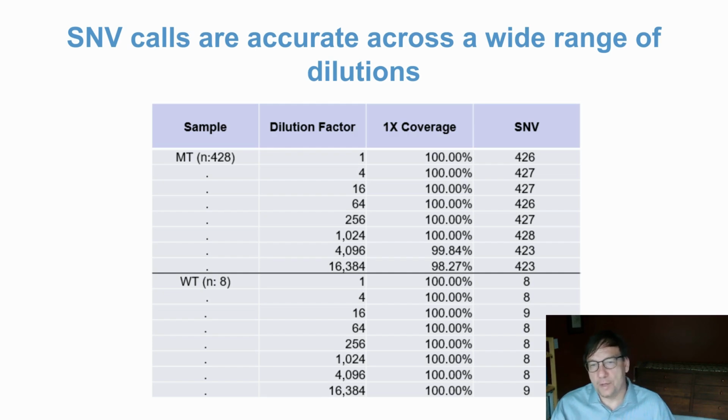We were worried about the accuracy of AmpliSeq, so we obtained a sample that is mutant. It's on the left, MT, and it has 428 single nucleotide variants in it compared to the wild type, which at the time had 8. And you can see that over a range of 1 to 10,000 dilutions, we're able to accurately predict pretty much all of the variants, and that is important, obviously.